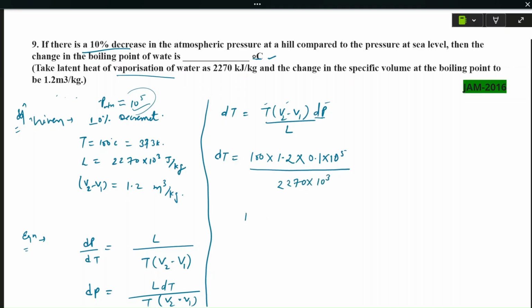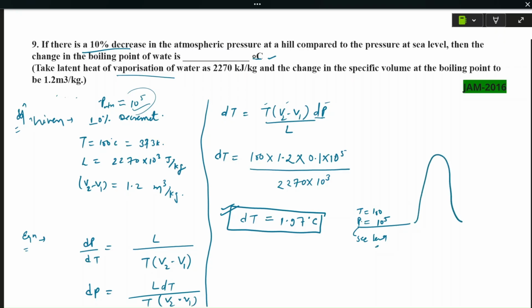So now calculating all these values, we get the final answer, that is 1.97 degree Celsius approx. So this is the change in the temperature due to height. If someone is at sea level, the boiling point of water is equal to 100, and the pressure at sea level is approx 10 to the power 5 atmosphere.